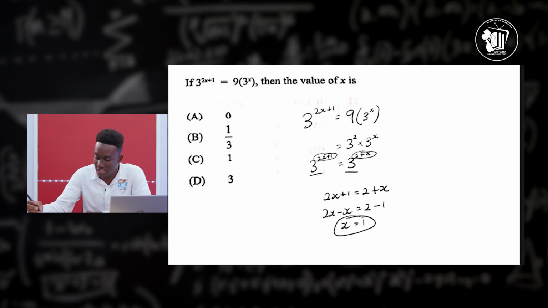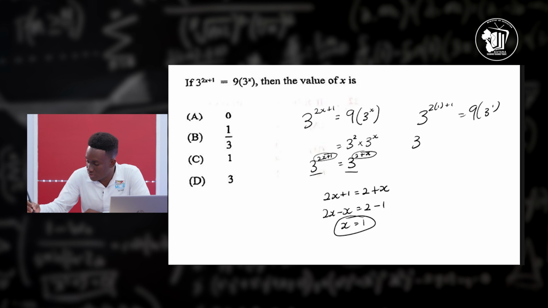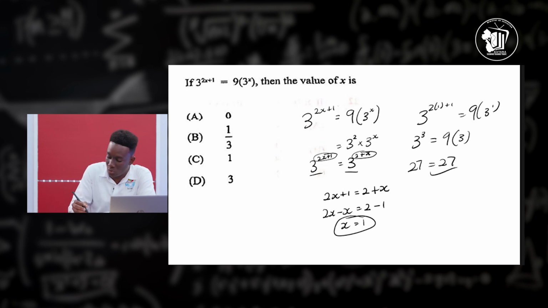And if you do substitution, we can see that it is true. So let's see. 3 raised to the 2 times x, which is 1, plus 1, is equal to 9 multiplied by 3 raised to the 1st power. So this will be 3 raised to the 2 times 1 is 2, plus 1 is 3. So this will be 3 cubed is equal to 9 multiplied by 3, which is 3. 3 times 3 is 9. 9 times 3 is 27, is equal to 9 times 3, which is 27 as well. So it checks out. So our answer is 1, which is C.